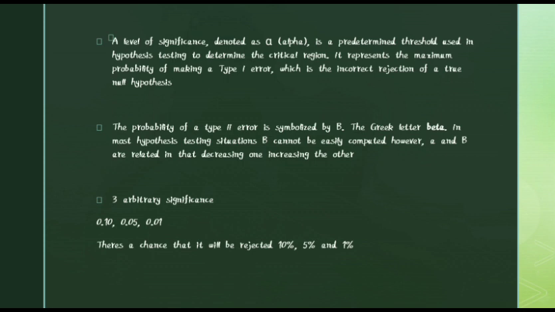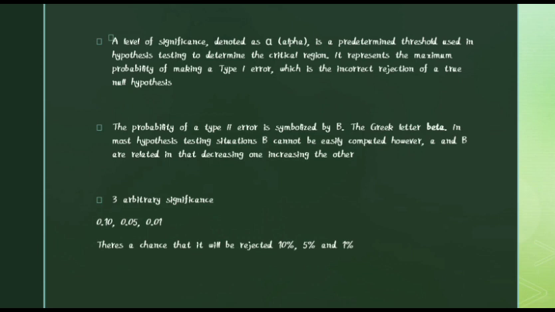A level of significance, denoted as alpha, is a predetermined threshold used in hypothesis testing to determine the critical region. It represents the maximum probability of making a type 1 error, which is the incorrect rejection of a true null hypothesis. Second, the probability of a type 2 error is symbolized by B, the Greek letter beta. In most hypothesis testing situations, B cannot be easily computed. However, alpha and beta are related in that decreasing one increases the other.